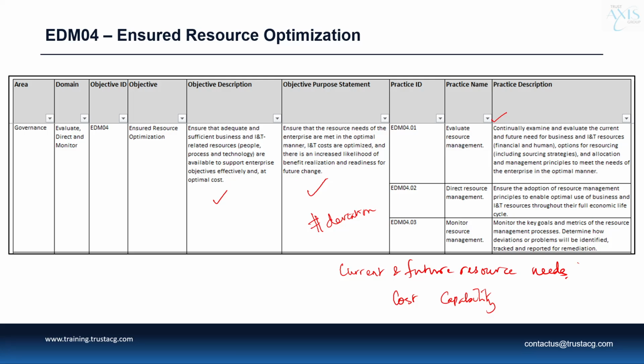So, if you do an examination on a periodic basis around what your current and future resource needs are, you will achieve at least a capability level of 2 on a scale of 1 to 5. Okay. So, that is one thing that you can do.